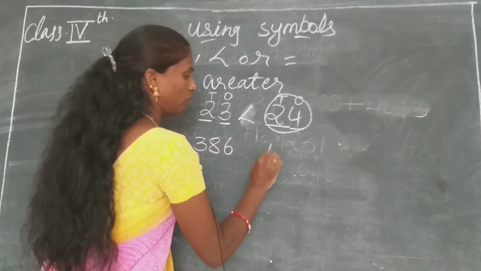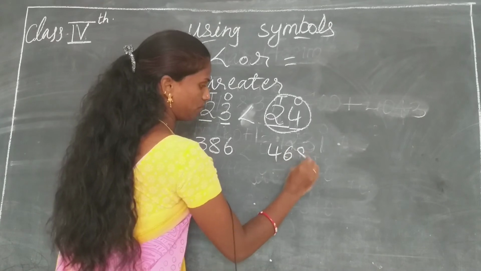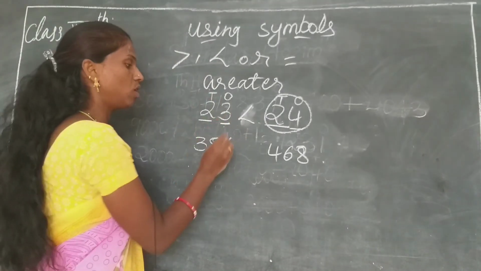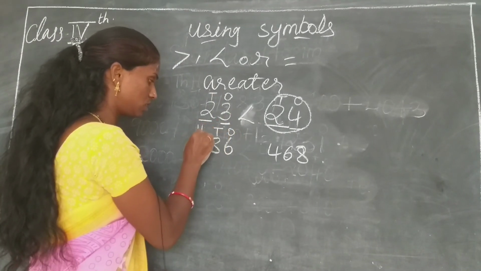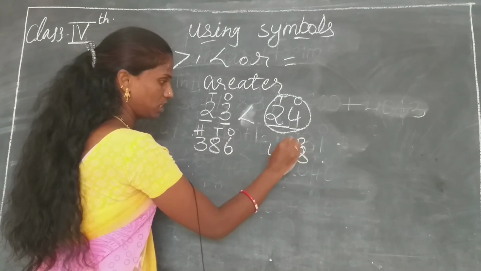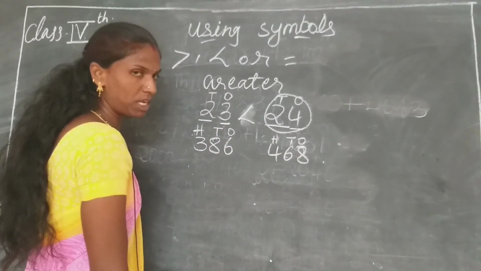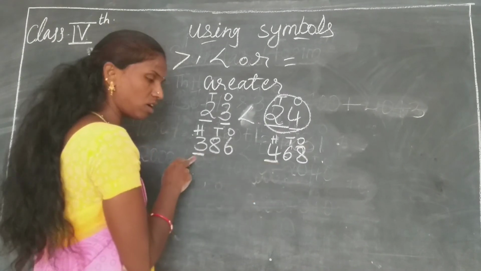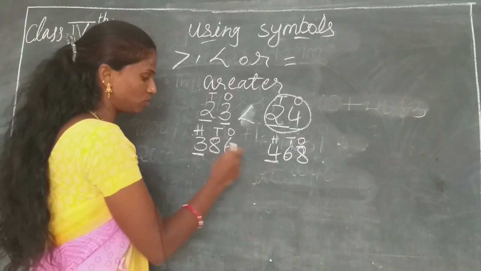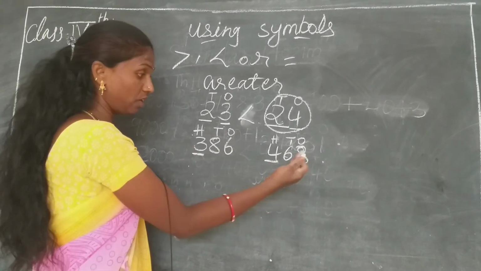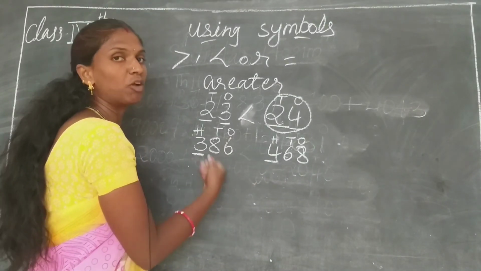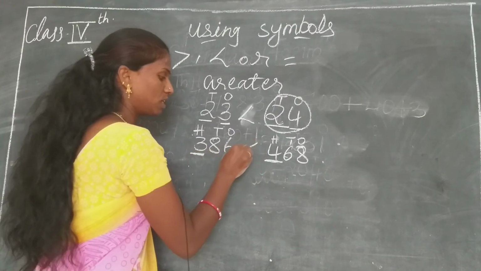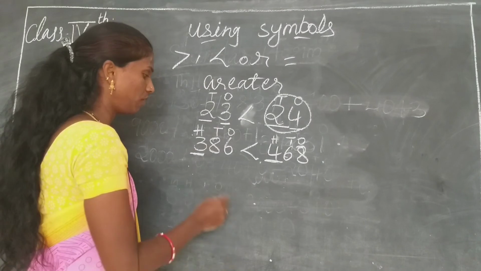386, 468. Now we will see the same. First we have to arrange them in place values. Ones, tens, hundreds. Ones, tens, hundreds. Now see the first place value, that is hundreds. Here 3 is there. Here 4 is there. So no need to go further, already we can see that 4 is more than 3. If these both are equal, then we have to move to the next place value. So 4 is greater than 3, so obviously the sign is this side. Okay, we will take one more number.